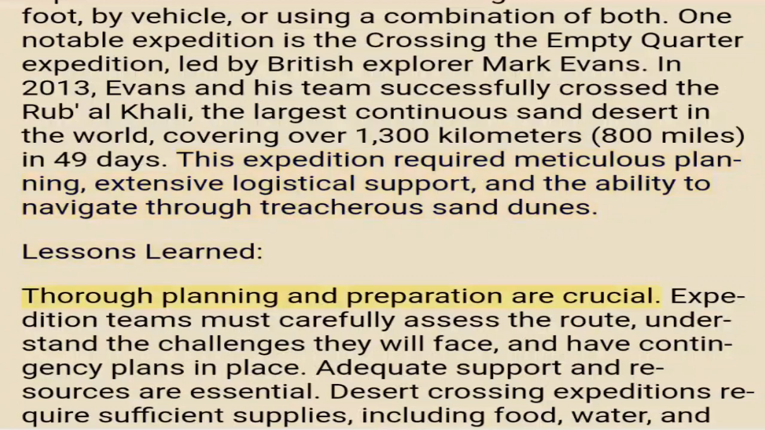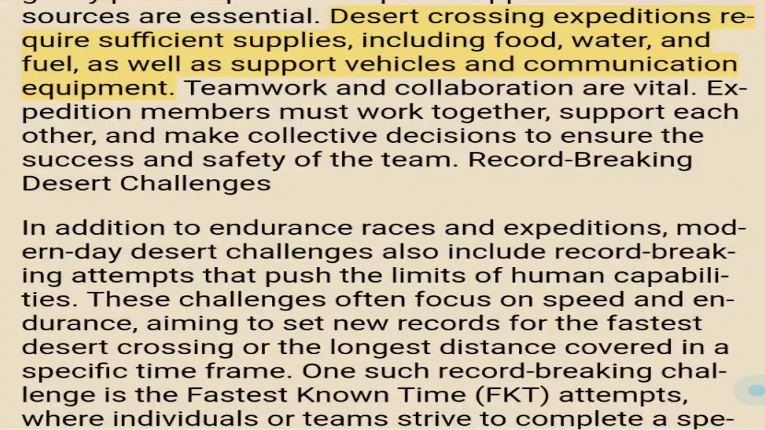Lessons learned. Thorough planning and preparation are crucial. Expedition teams must carefully assess the route, understand the challenges they will face, and have contingency plans in place. Adequate support and resources are essential. Desert crossing expeditions require sufficient supplies, including food, water, and fuel, as well as support vehicles and communication equipment. Teamwork and collaboration are vital. Expedition members must work together, support each other, and make collective decisions to ensure the success and safety of the team.